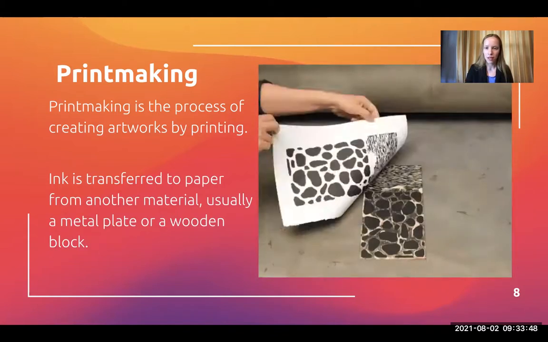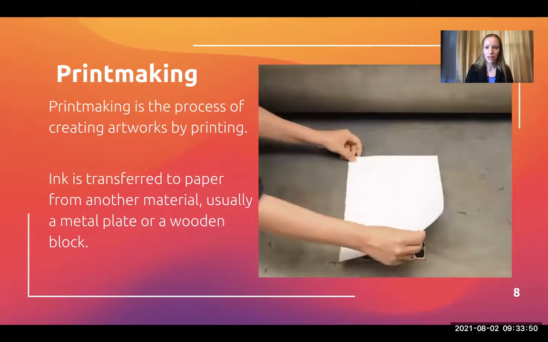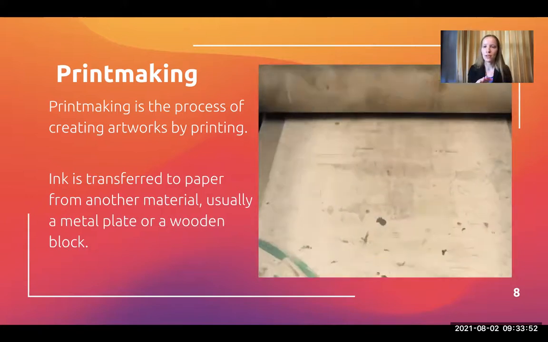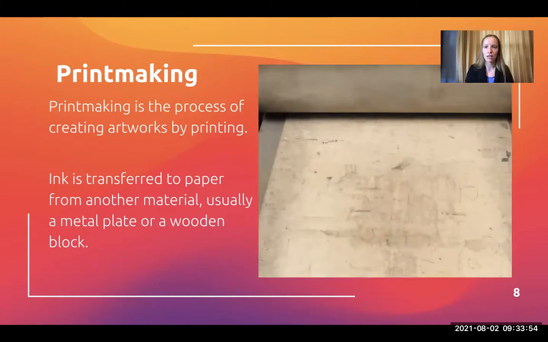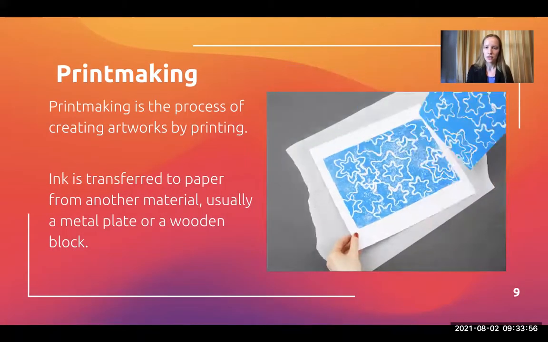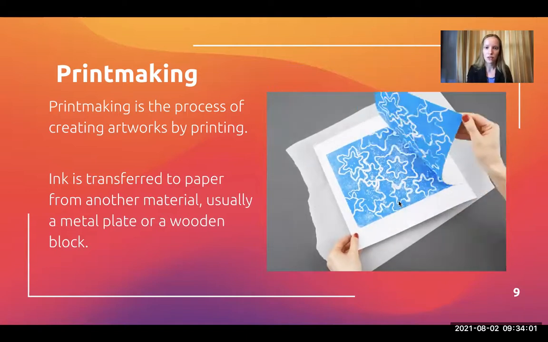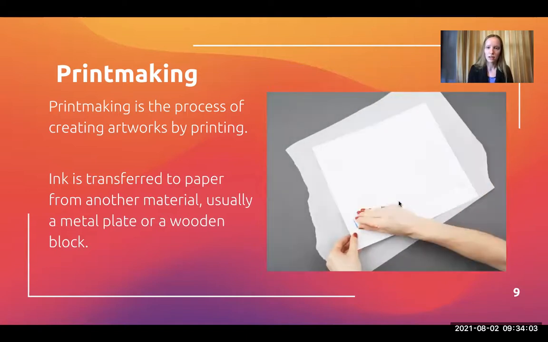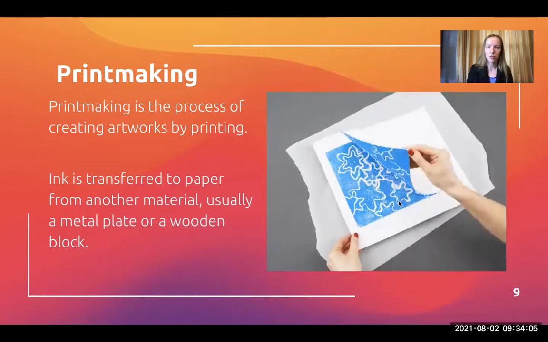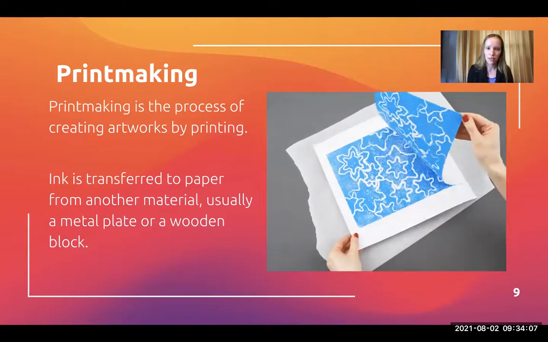So these blocks and metal already have the ink on them, but then they're putting a paper on top and we get that reverse image. So here you can see someone's pulling that. It looks like this person is also using styrofoam for their print. So they're pulling the styrofoam that they've painted off of their paper, and you can see they've got a reverse image of these snowflakes.